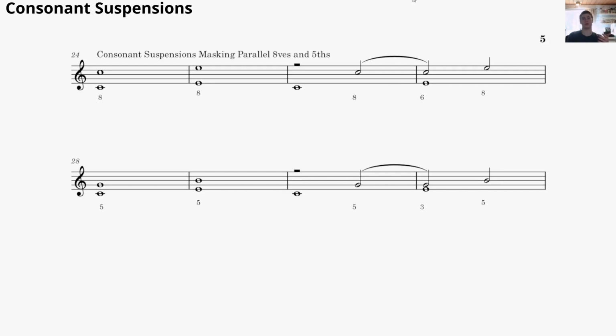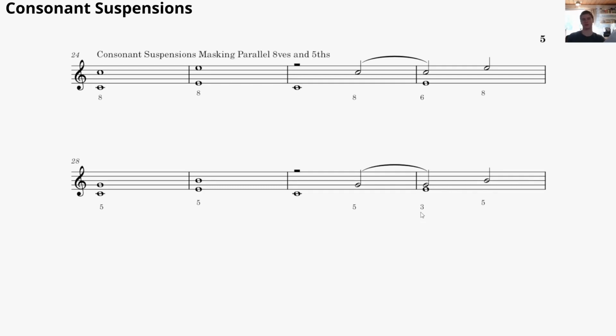But in order to do this, it must be a consonant interval. So in this case, the consonant sixth creates enough of an obscurity in the motion of the parallel octaves to be able to block it. Enough that it is acceptable and okay. But a little bit more on that in a second. So we can have the same thing with originally parallel fifths in that 1-to-1 ratio. They are masked as long as that consonant suspension is formed between them.